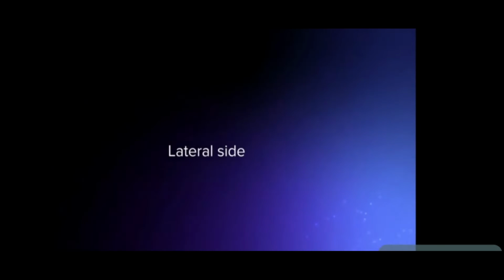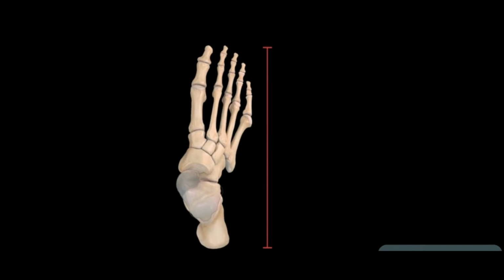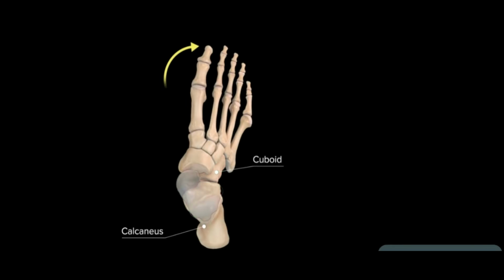Looking at the changes that happen on the lateral side, which generally is relative shortening perceived in the early stages of adult-acquired flat foot, when the forefoot abducts. You notice the cuboid, which follows the calcaneus, and then the forefoot, which follows the cuboid, move towards the lateral column and abduct the forefoot.